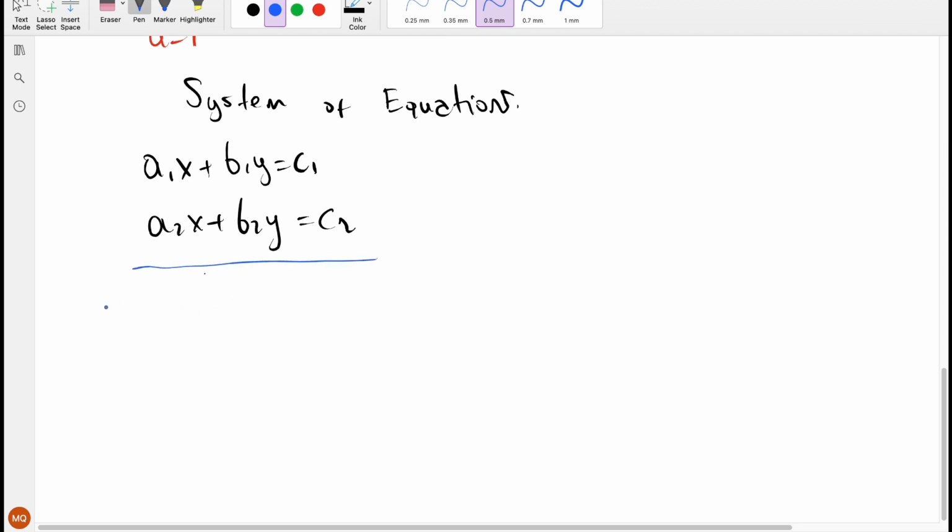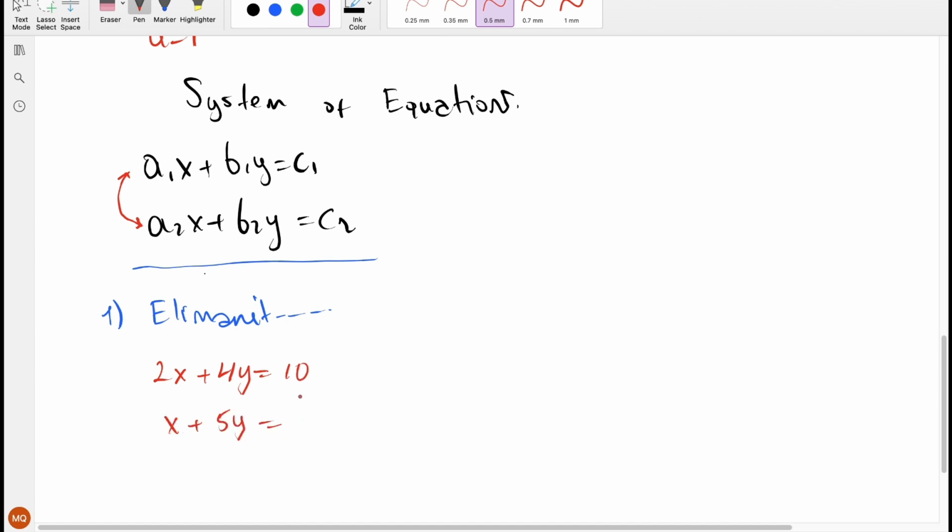Here we have three methods. First one is called the elimination method. For the elimination method, you have to make the coefficient of one of the variables equal in both equations. For example, you have to make a1 equal to a2 by multiplying or dividing one or both equations by a constant, or you can do the same with b1 or b2, whichever is comfortable, you choose it. Let's give an example. 2x plus 4y is equal to 10, x plus 5y is equal to, let's say, 1.